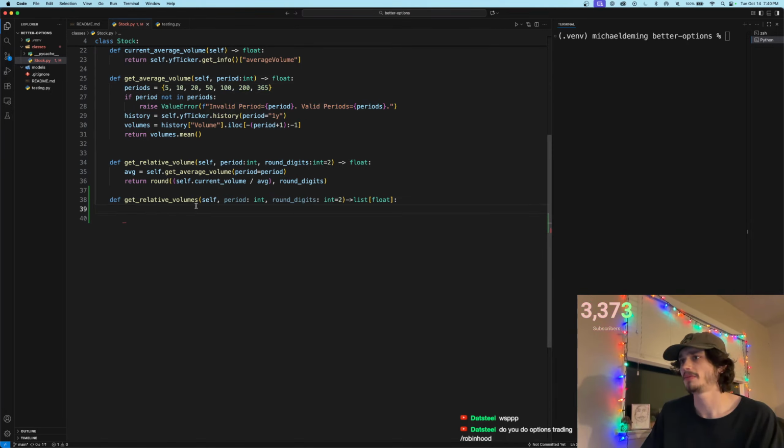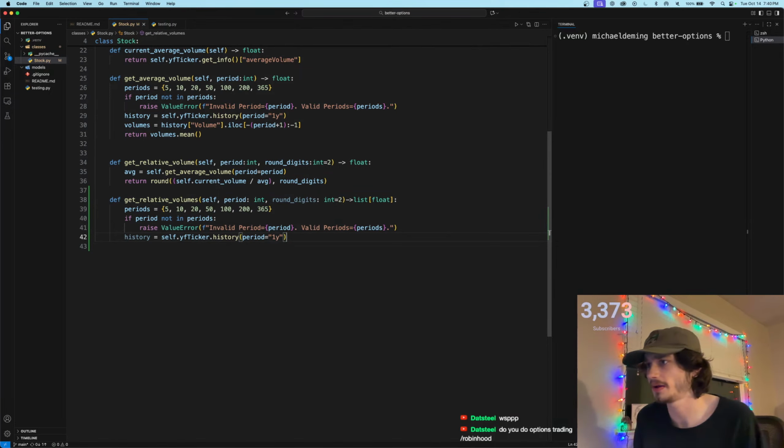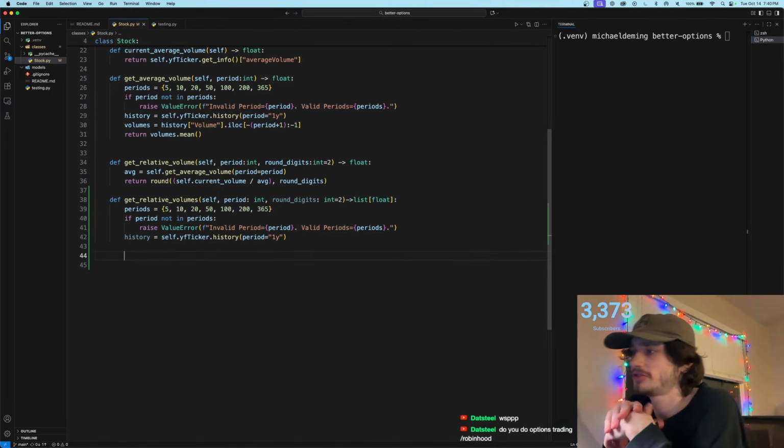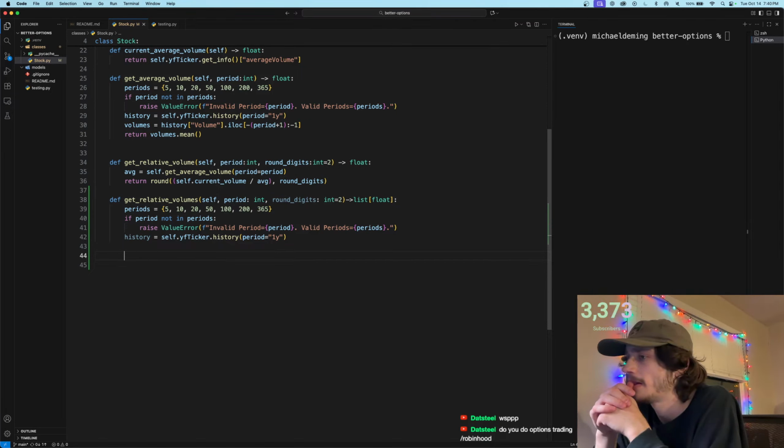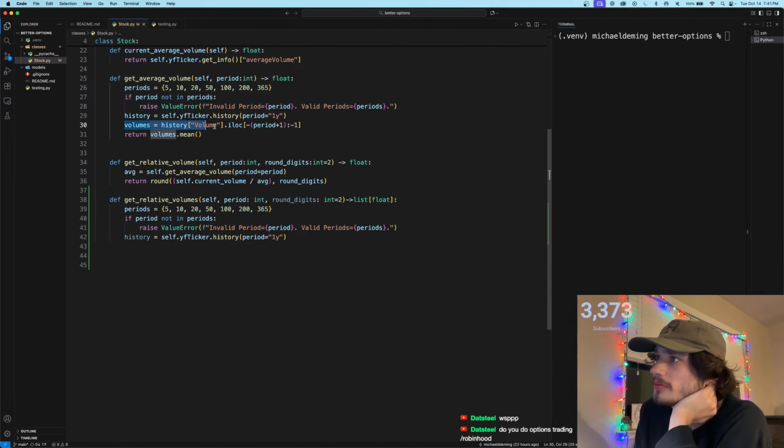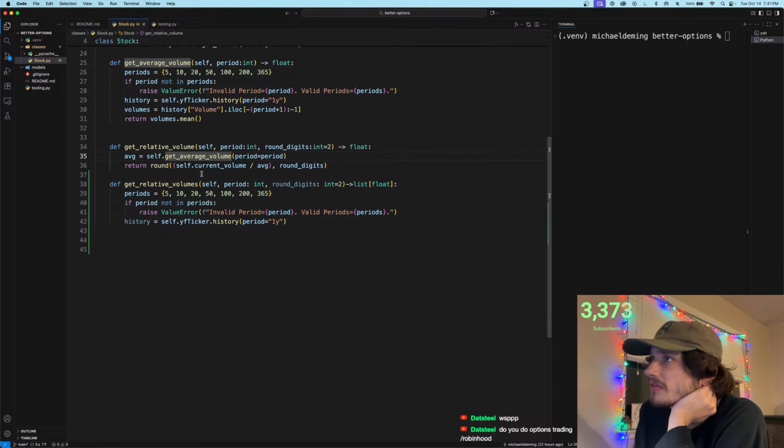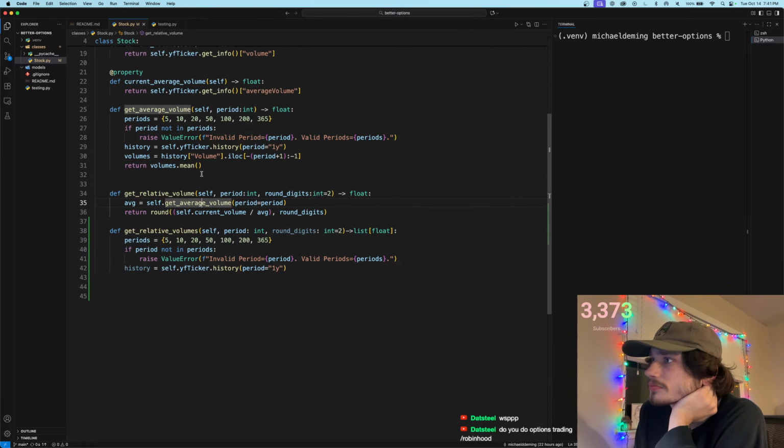All right, so we're gonna do the same thing as before here, right? And now what we're gonna do is we have history, this data frame for 1 year. And we're going to, okay, we get a list of all of the volumes. That's all the volumes except for the current day. But then this calls get average volume, which takes in the volumes for that said period.